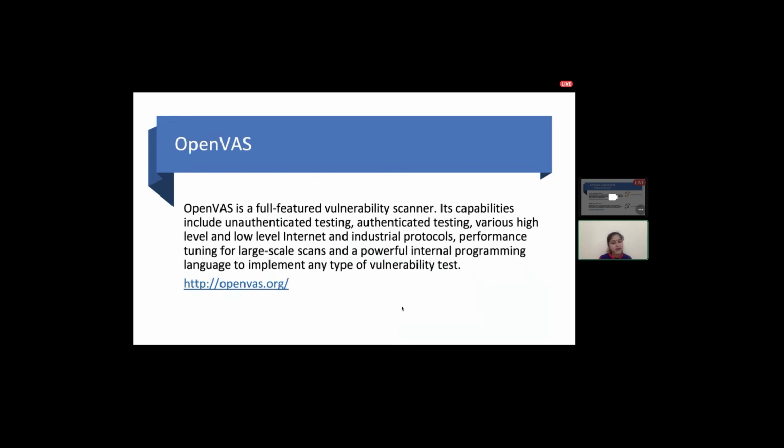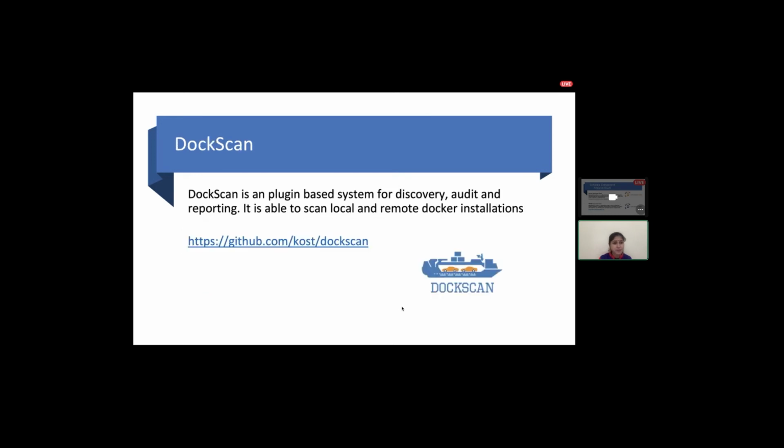Now, OpenVAS is another full-featured vulnerability scanner. It can help us with unauthenticated testing, authenticated testing, and it can do testing on huge applications as well. So we can fine-tune it for large-scale scans, and it has multiple options which we can test with. So you can actually check out OpenVAS as well. And for now we have talked about the changing technologies, the changing era.